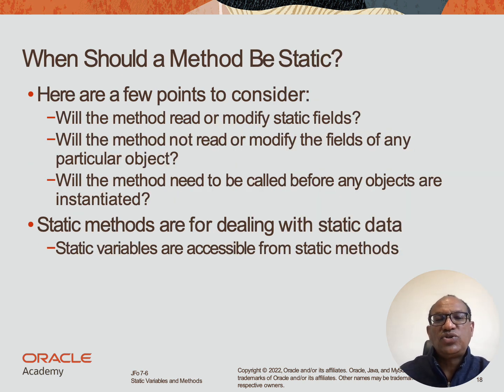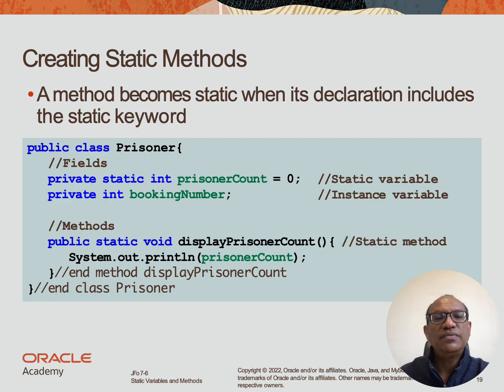Now let's talk methods. So far, most methods you've written are instance methods. But just like variables, methods can also be static. Why make a method static? One, if it only uses static data. Two, if it doesn't rely on any one object. Three, if it needs to run before any object exists. To declare one: public static void displayPrisonerCount, inside, System.out.println(prisonerCount). Now, you can call it from anywhere, including without a Prisoner object.